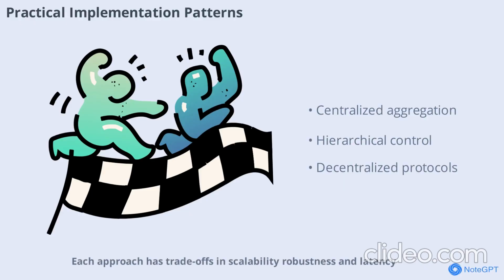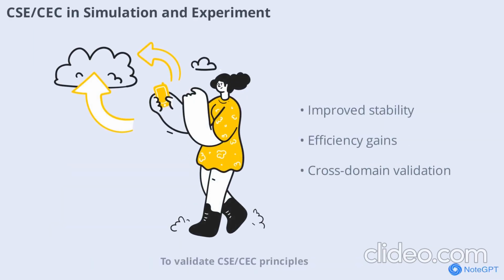Each approach has trade-offs in scalability, robustness, and latency. Validate CSE-CEC principles. Researchers run simulations and experiments across domains. For example, in neuromorphic networks, they compare learning and energy use with and without CEC gating. In optimization, they test adaptive step sizes. In distributed systems, they measure consensus speed and robustness. These experiments consistently show that CSE-CEC control can improve stability, efficiency, and adaptability.